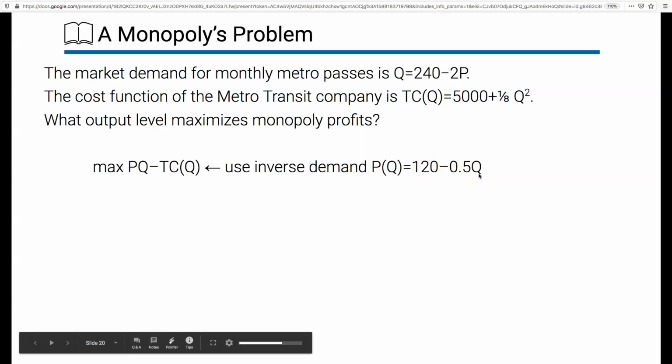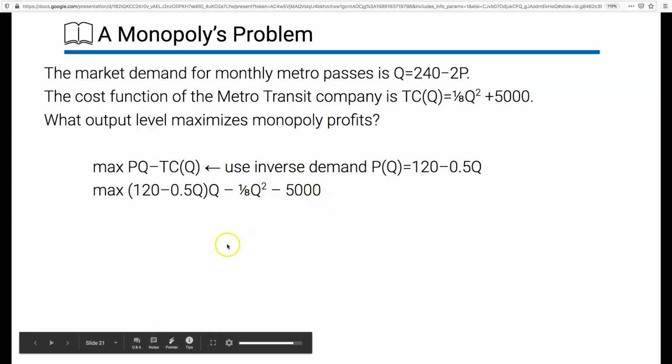And once you've solved for the inverse demand, we can explicitly write down what the monopolist profit is. Price using the inverse demand times quantity minus total cost using the total cost equation. And it's going to look like that. 120 minus 1/2 the output times the output. That's the revenue side of the profits. Minus 1/8 quantity squared minus 5,000. That's the cost side of the profit.